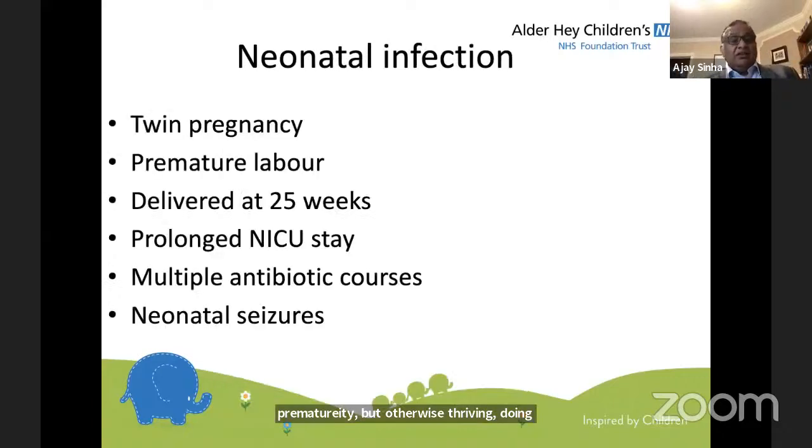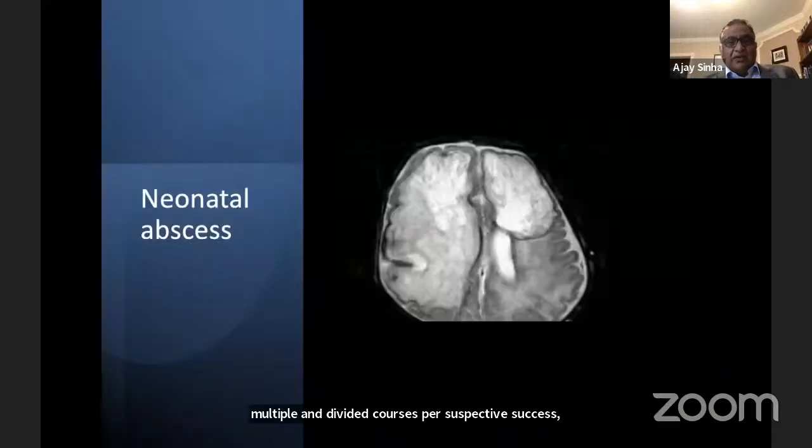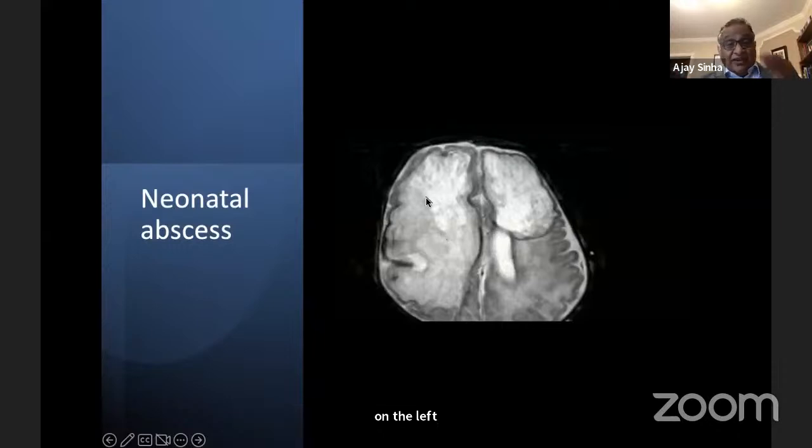Another one, this was a twin pregnancy, premature labor, delivered at 25 weeks. Once again, long stay in the neonatal ICU, multiple antibiotic courses for suspected sepsis, presented with seizures. And this is what we had. This hole on the right hemisphere was a bag of pus. And there was another one on the left side. So this is when we had to innovate, because we knew that we would have to go in again.